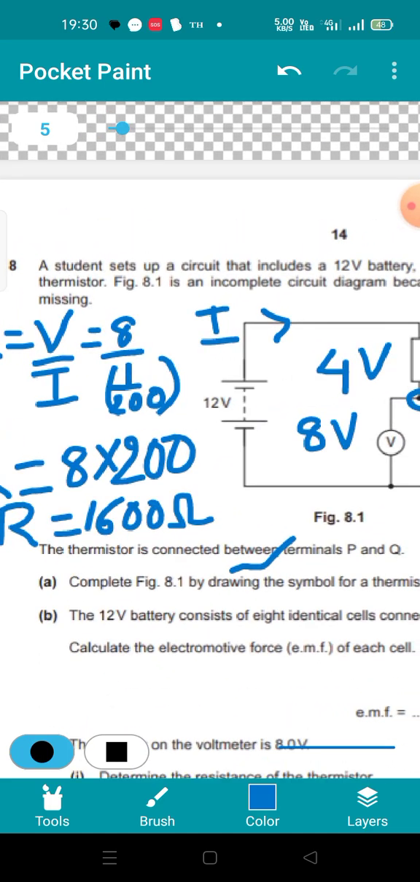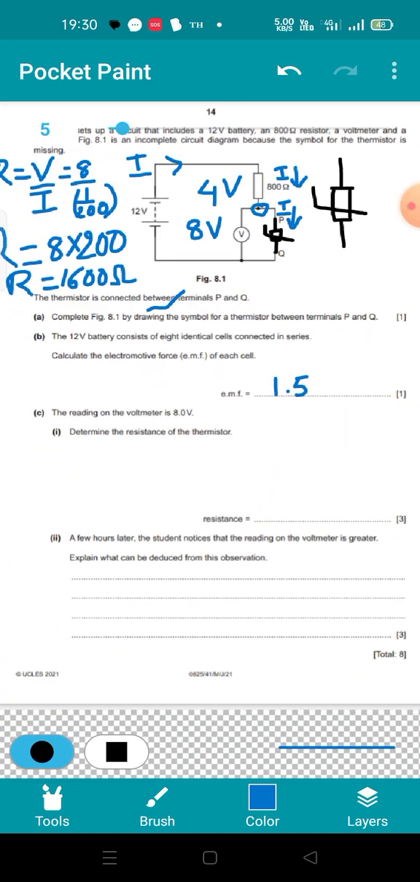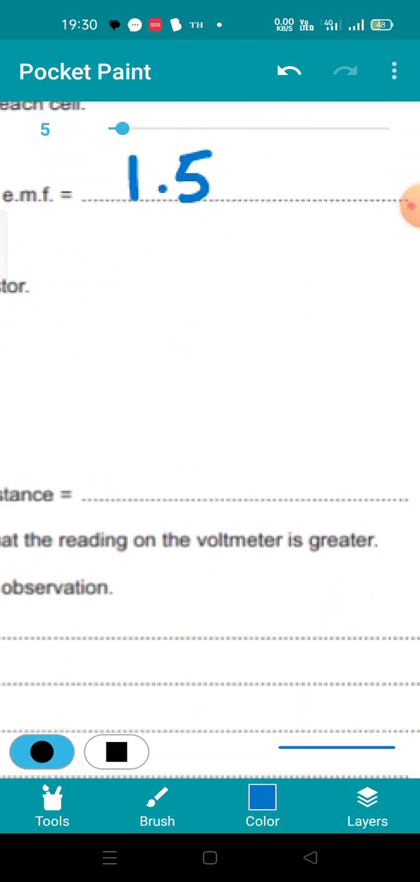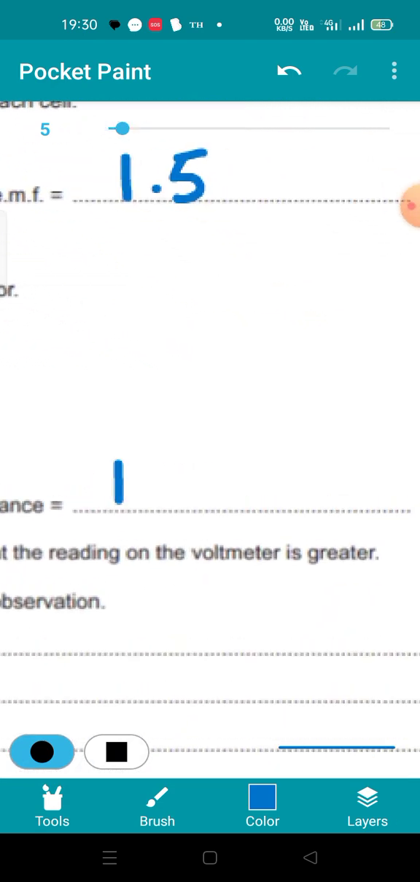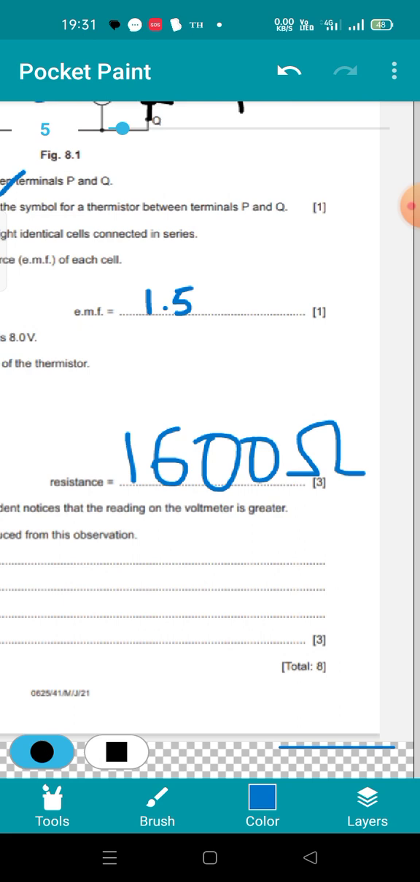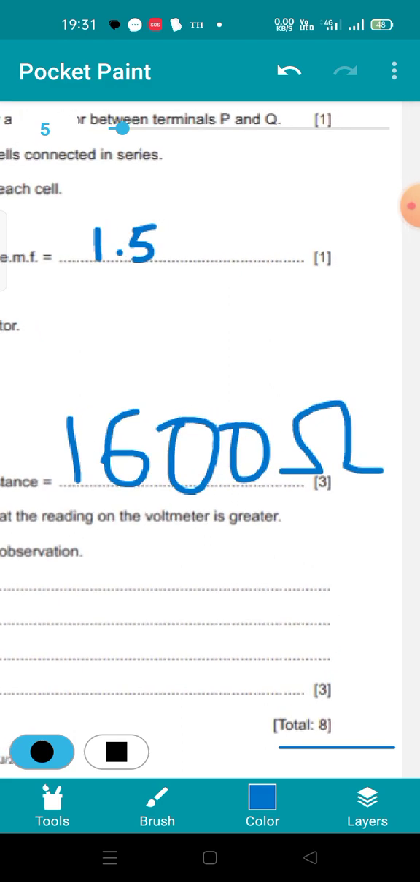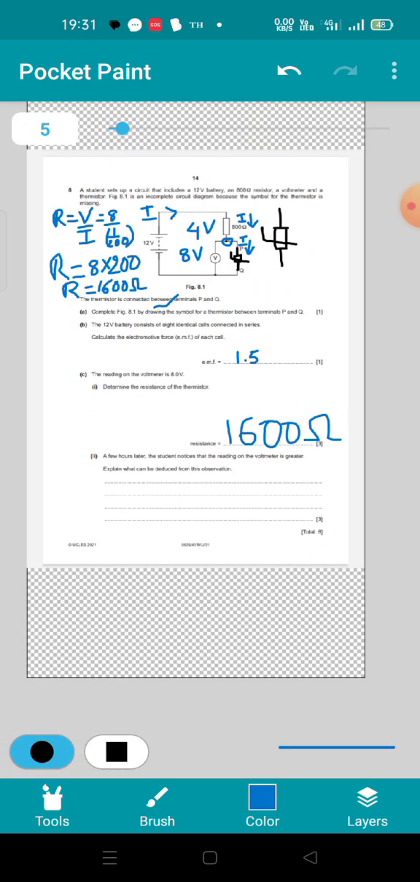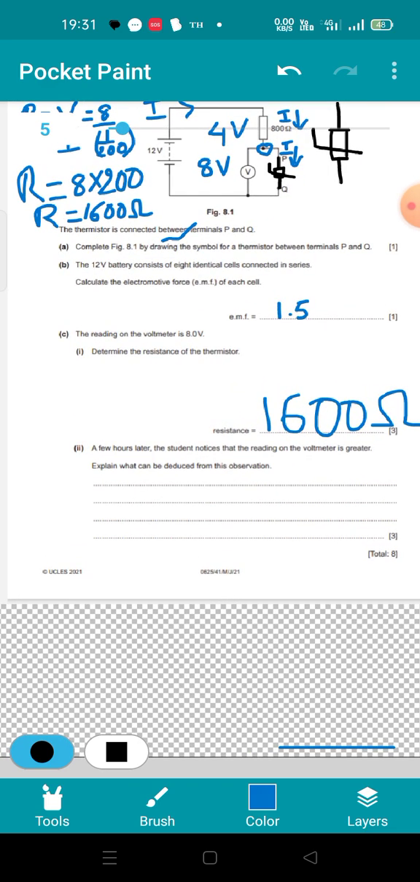So now we can write this answer here in the space provided. Determine the resistance of the thermistor. So it is 1600 ohms, or 1.6 kilo ohms. So this is the answer. So let me rewrite this properly. So it is 1600 ohms. So if you get this value showing all the steps, you will be awarded 3 marks. Okay. Now let's see the last sub question, and that is the second sub question.